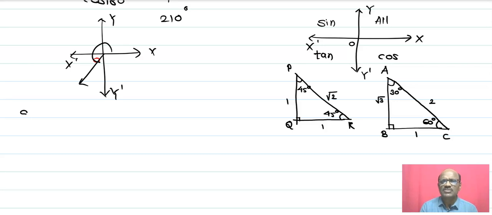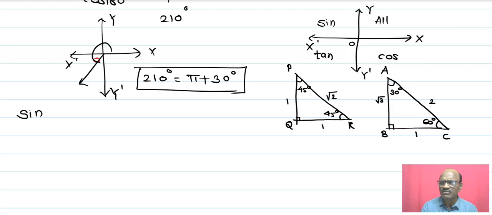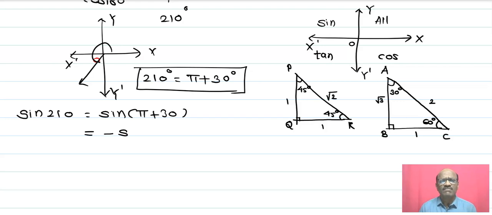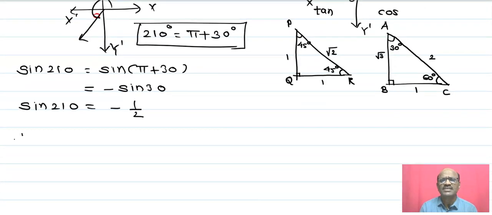Now my next angle is 210. It goes in the third quadrant. In the third quadrant, only tan is positive and the others are negative. I had written that 210 is pi plus 30. Whenever there is a pi angle, the function remains as it is. Sine of pi plus 30 is minus sine 30. It goes in the third quadrant, where only tan is positive. Therefore, the value of sine 30 is 1 upon 2. You substitute, you will get the value.